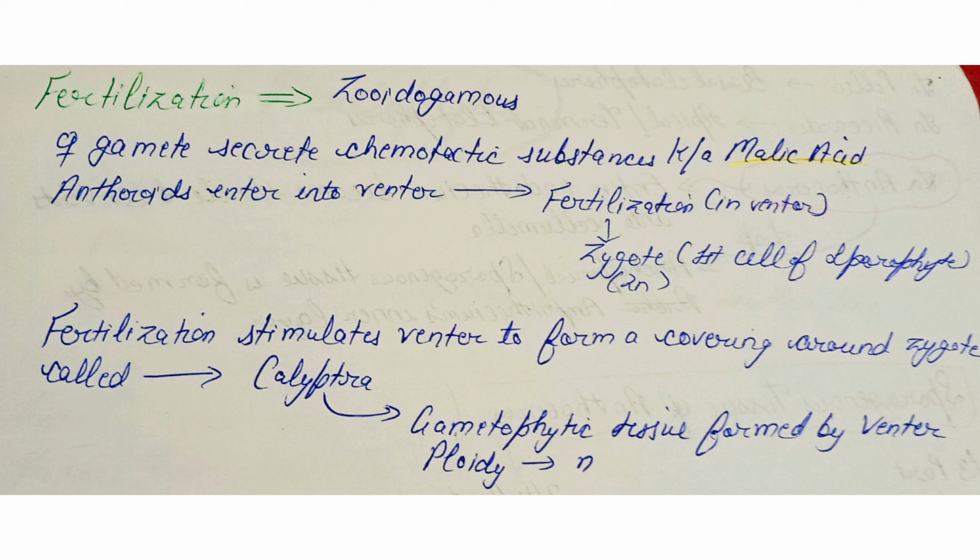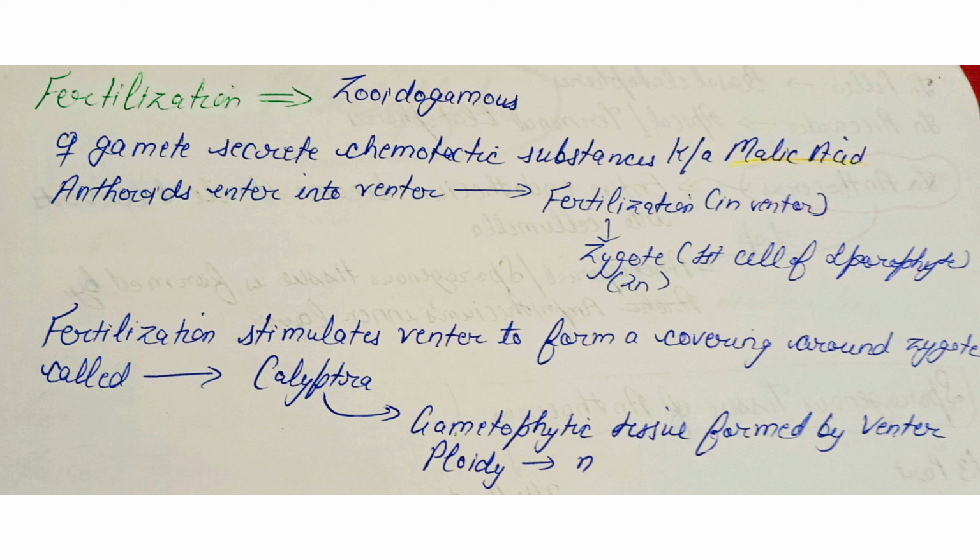The fertilization is zoidogamous, that is, it occurs in the presence of water. The female gametes secrete chemicals like malic acid. Male gametes swim in the water and enter into the venter. Union of male and female gamete occurs in the venter and the zygote is produced. The act of fertilization stimulates the venter to form a covering around the zygote and this covering is known as calyptra.